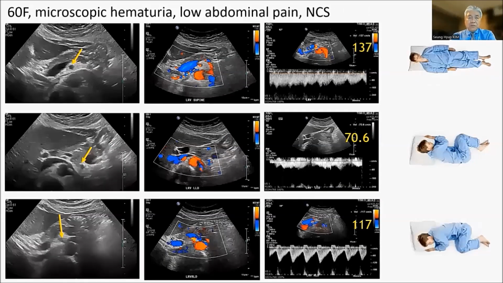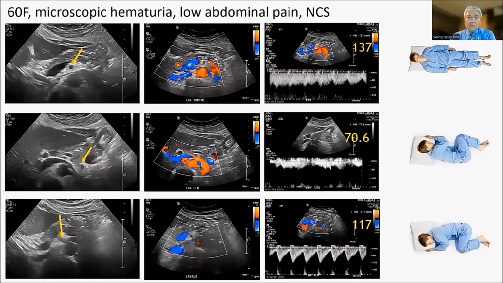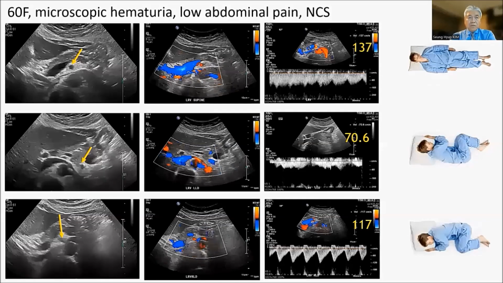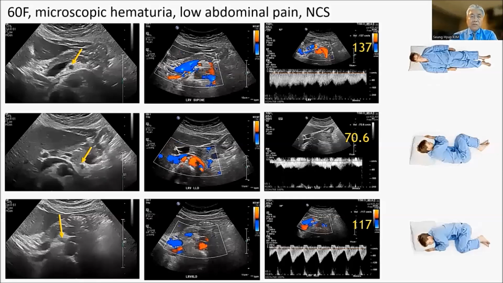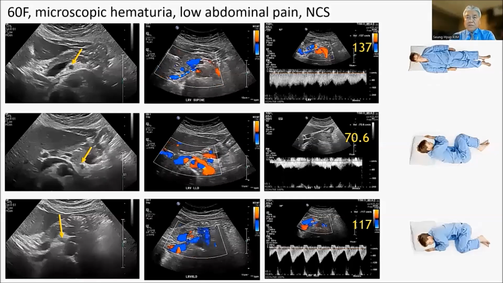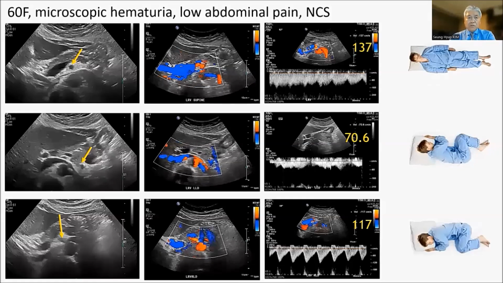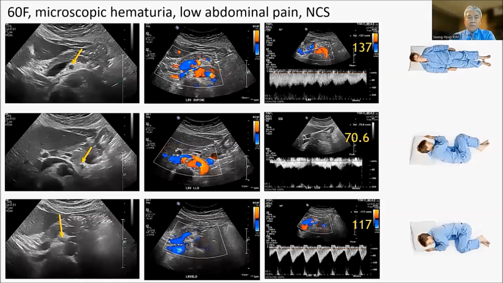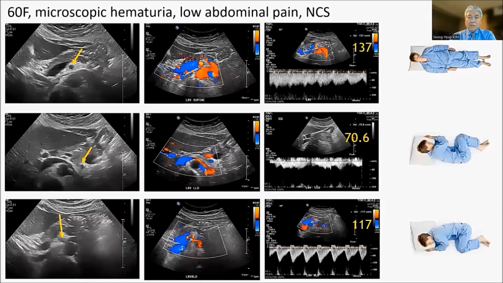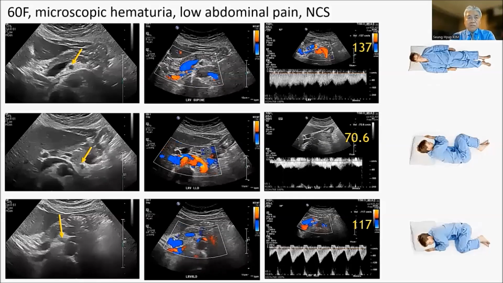Another similar patient, a 60-year-old woman with microscopic hematuria and low abdominal pain due to Nutcracker syndrome. Doppler ultrasound shows a similar difference in movement of the superior mesenteric artery and a similar difference in left renal vein compression according to the posture changes. And her best sleeping posture will be left lateral decubitus, and her lower abdominal pain improved after changing her sleeping posture.